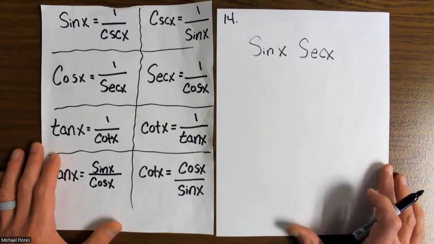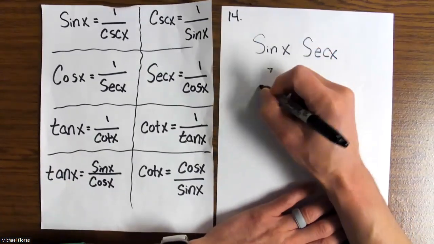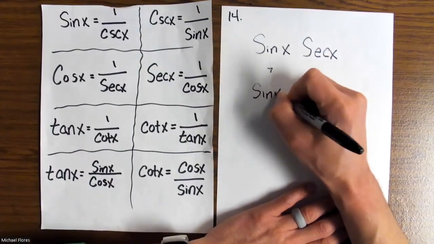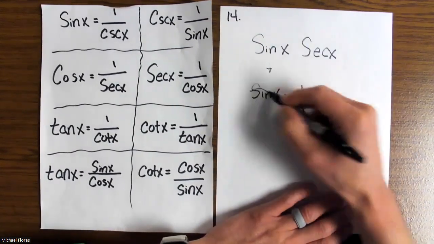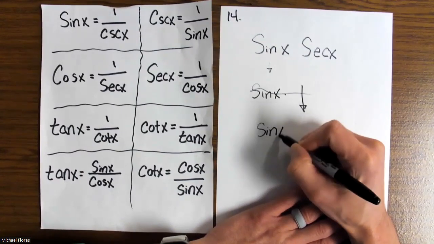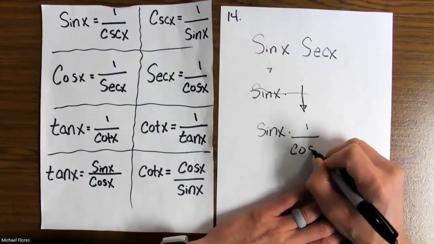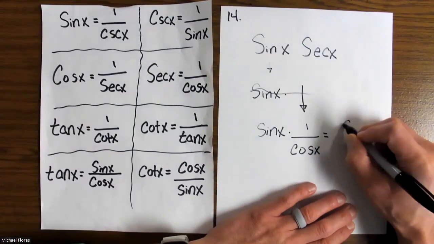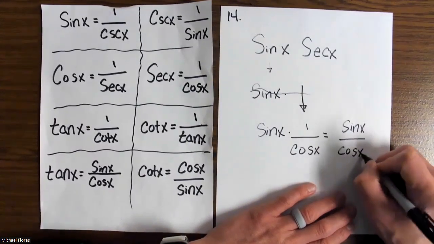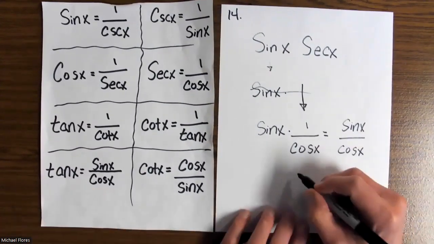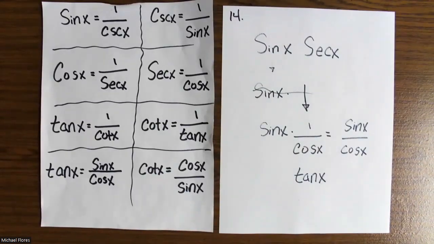Example 14, sine of x times secant of x. If you see sine in these types of problems, you almost never want to change it. Let me start over. Sine of x times, rather than secant, let's change that to its reciprocal identity, 1 over cosine of x. If you multiply these, you get sine of x over cosine of x. That's a quotient identity. It simplifies to tangent of x. Final answer.